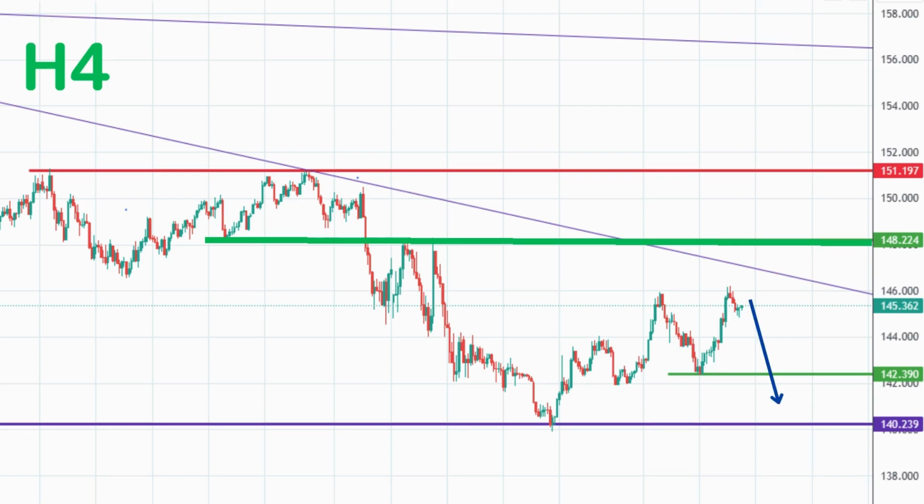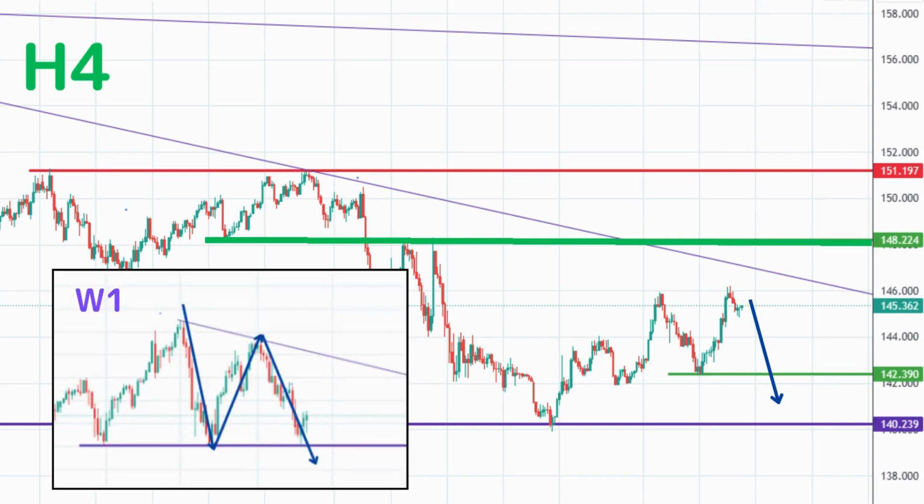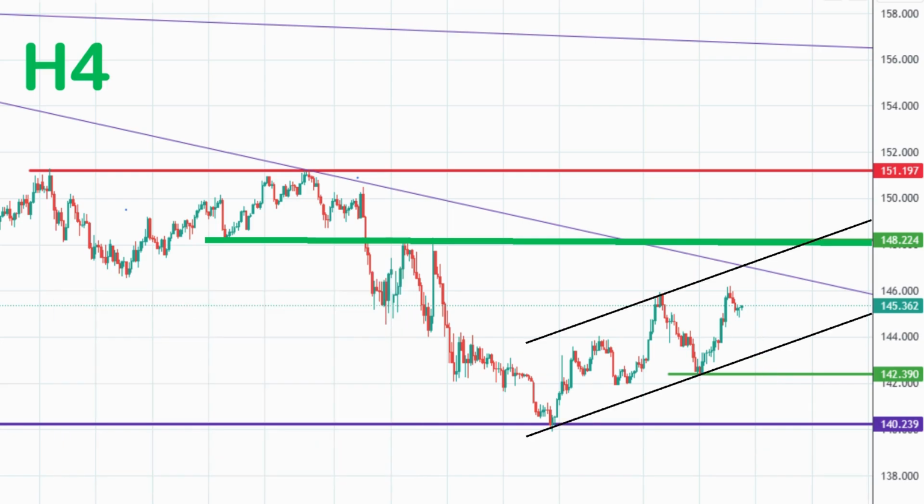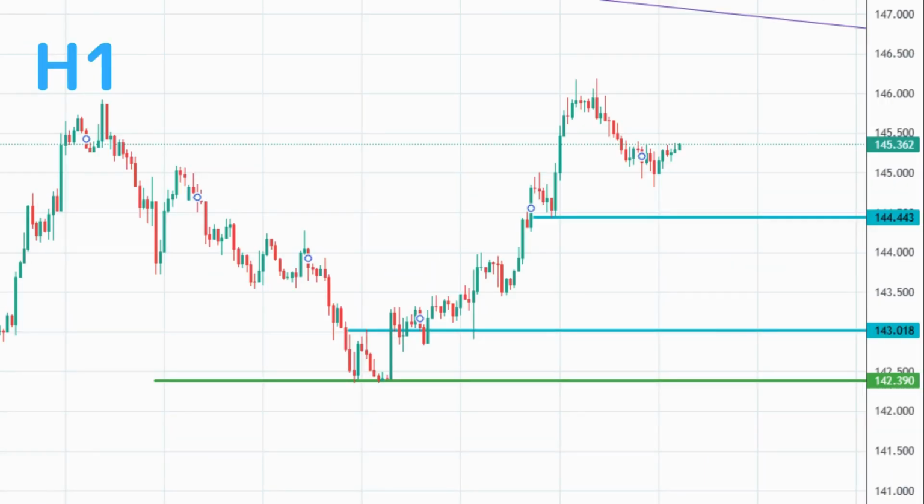If price breaks below the 4-hour swing low, there's a good chance we'll see a weekly level three-wave correction downward. You can also draw an ascending channel from recent lows. If price breaks down through the lower boundary of this channel, that could signal a trend reversal. Now for the 1-hour chart, both the highs and lows are still rising, indicating that the 1-hour uptrend is continuing. The current 1-hour swing low is here.